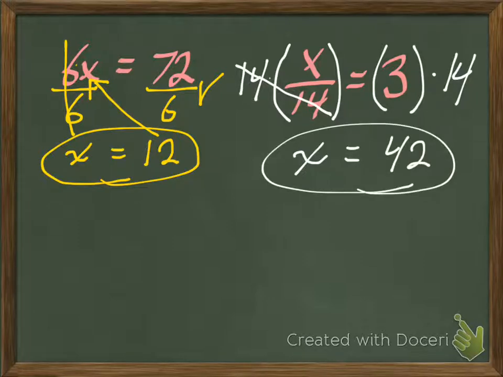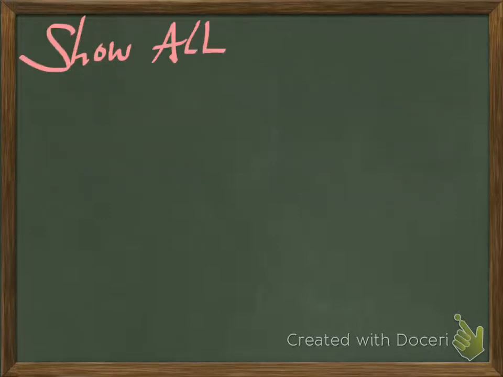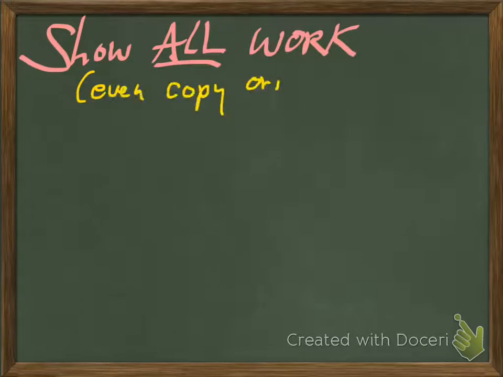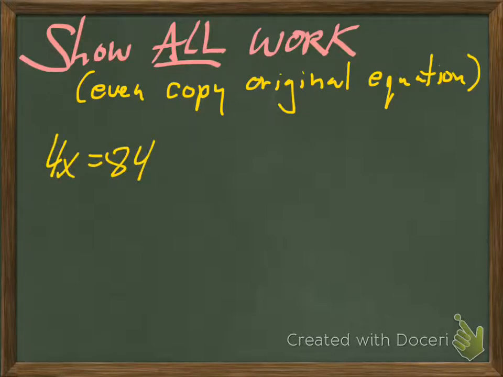Okay, you have to copy the original equation down on these problems, and you have to show the work. If you don't cross something out in each step, you can pretty much be assured you're not showing your work correctly. So that's the basic idea. Again, show all work, even including copying the original equation. This is not negotiable. If you want full credit, you have to start with the original equation and then show what it is that you're doing to both sides. So let's go ahead and practice some of these.